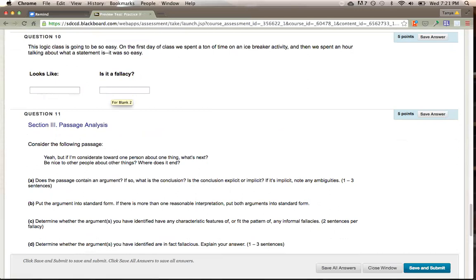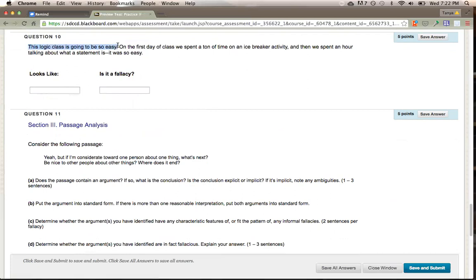Question 10. This logic class is going to be easy. On the first day of class, we spent a ton of time on an icebreaker activity, and then we spent an hour talking about what a statement is. It was so easy. Okay, is it an argument, and what is the conclusion? The conclusion is this logic class is going to be so easy.